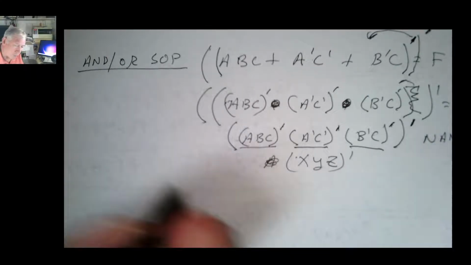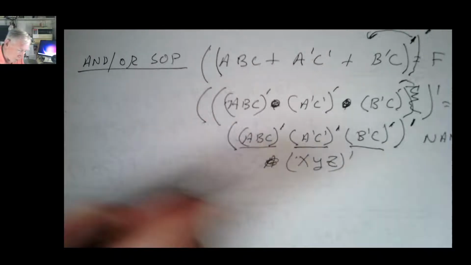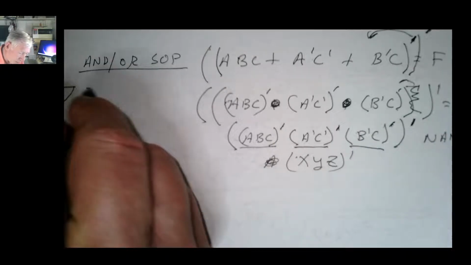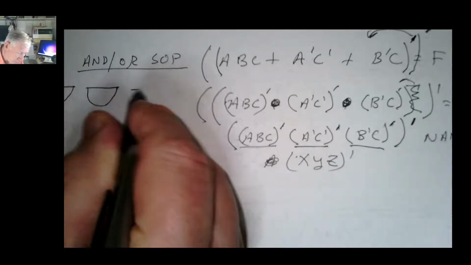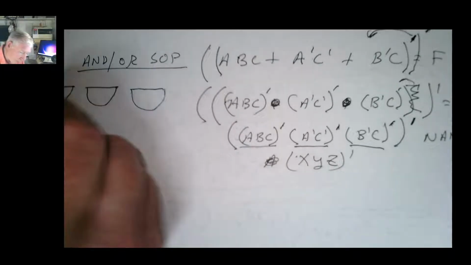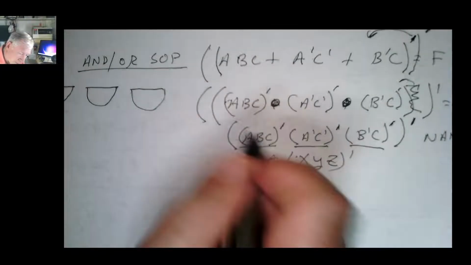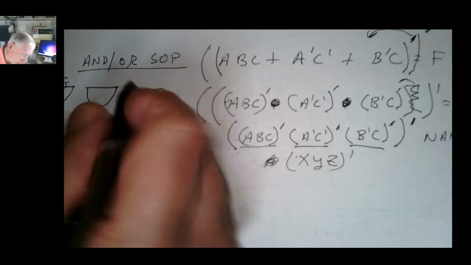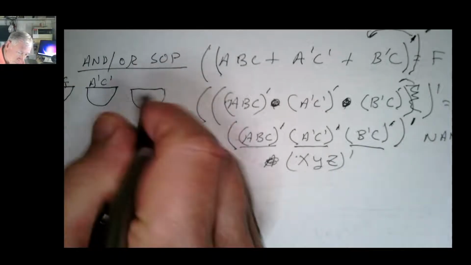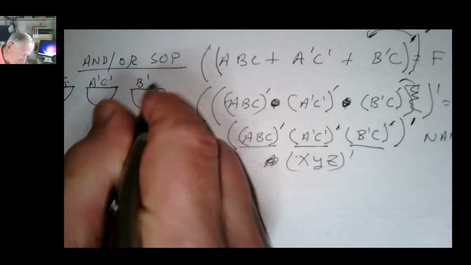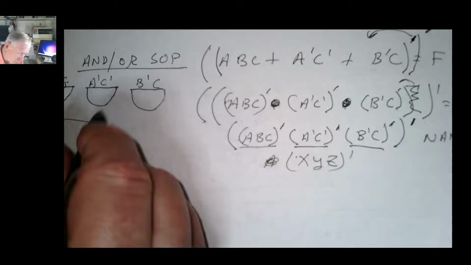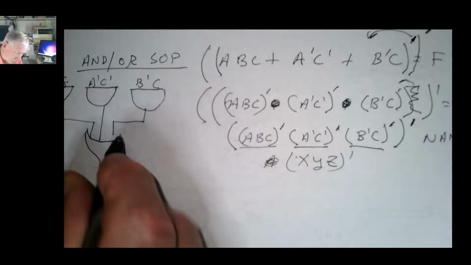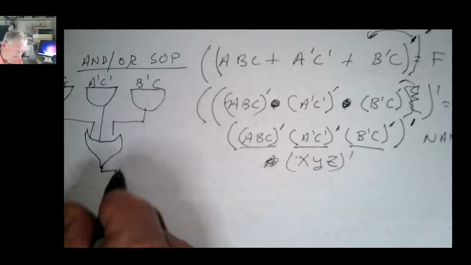Now let's set this up in a graphical manner. Okay, so let's say we have our initial one. We're going to have 3 AND gates. This will be ABC, 3 inputs. This is going to be A prime C prime, and this is going to be B prime C. And these are going to go into one OR gate like this. And this is going to be F coming out.